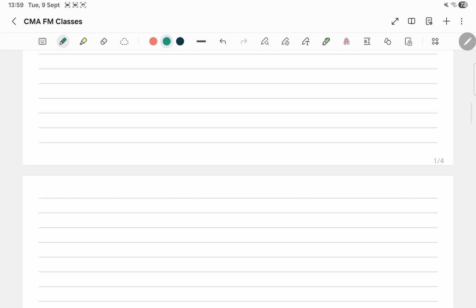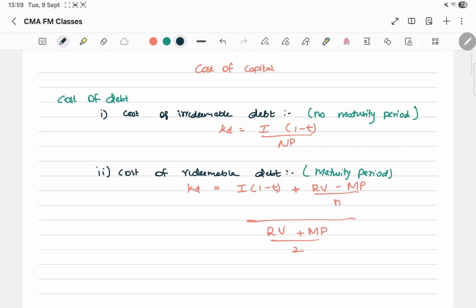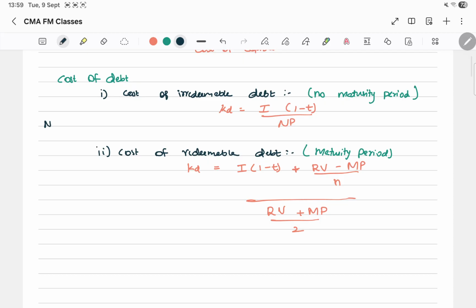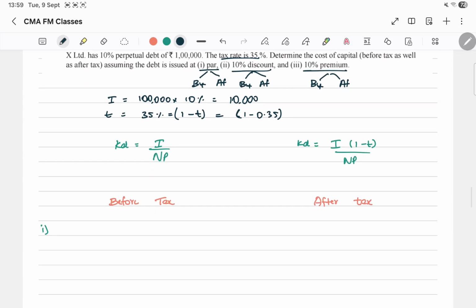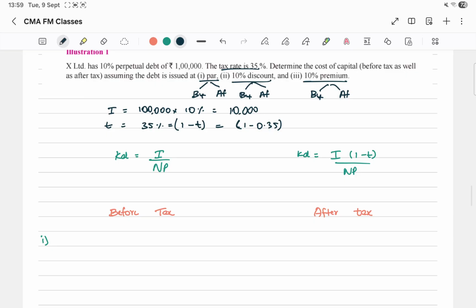One more thing that I forgot to tell you. Here NP is net proceeds, and you need to deduct flotation cost, if given. That is one thing you need to keep in mind. Here the net proceeds we'll assume as 100, because if the question does not give it, you can assume it as 100.